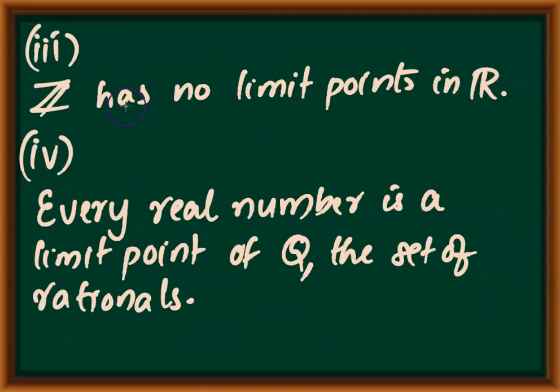As another example, we can observe that Z, the set of all integers, has no limit points in R, and we know that every real number is a limit point of the set of rationals.